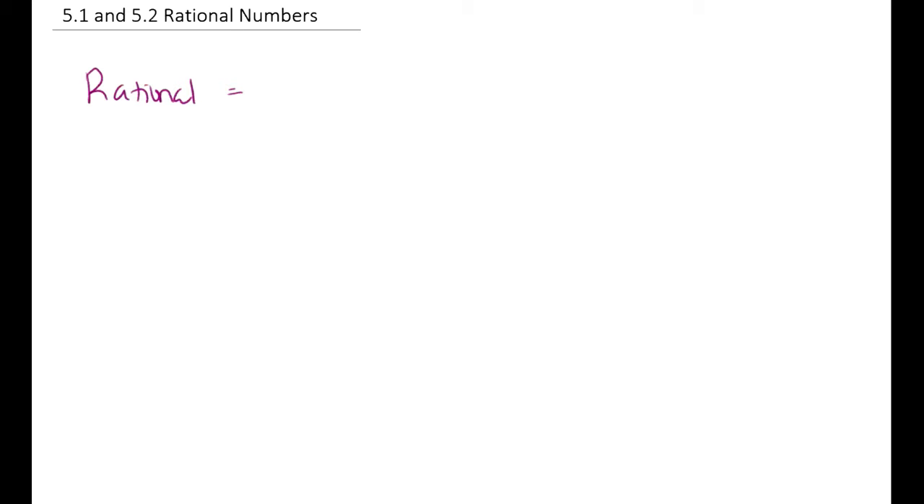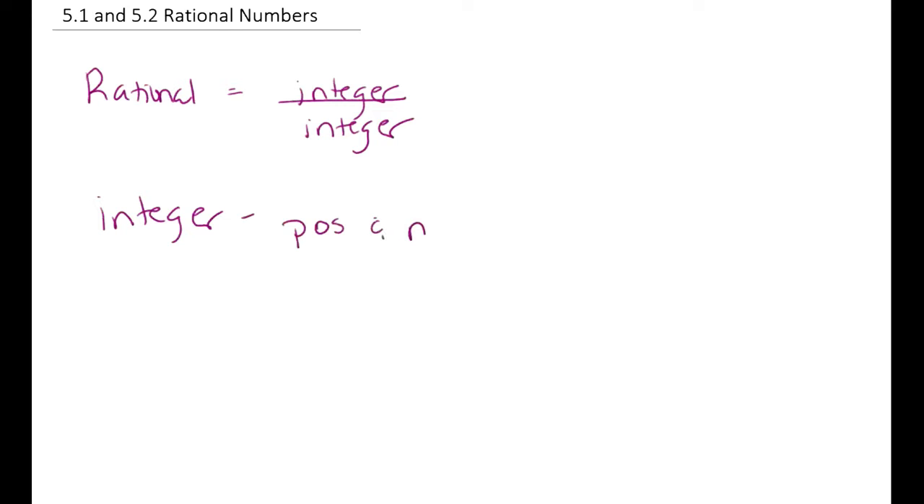Okay, so by definition, a rational number is a number that can be written as a fraction with integer digits. So it means it can be written like this, where both the top and bottom numbers are integers. Now, who remembers what an integer is? So let's define that. Integers are positive and negative whole numbers and 0.